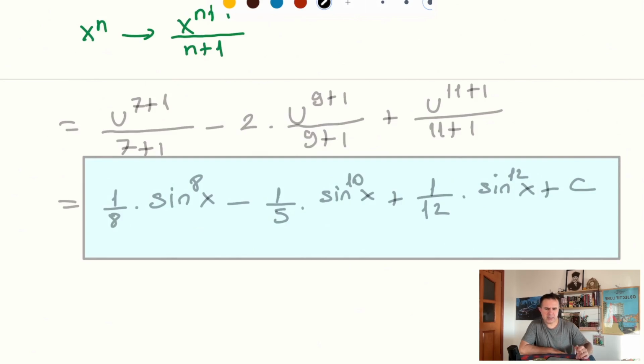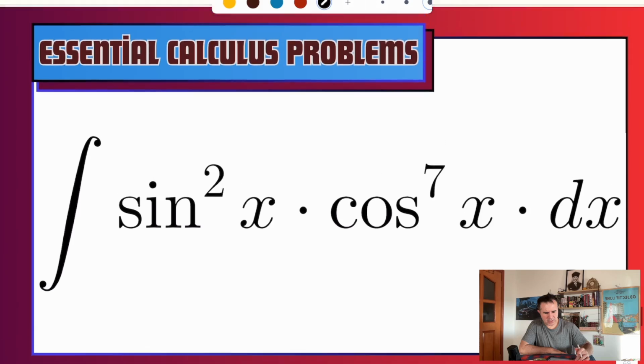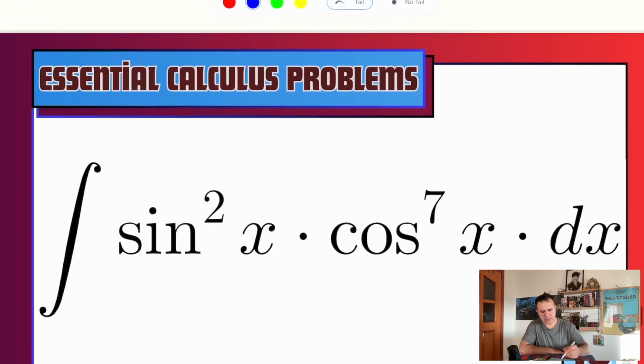In the next video of this series, I will solve this integral: sine squared of x times cosine to the 7x dx. See you in the next video.